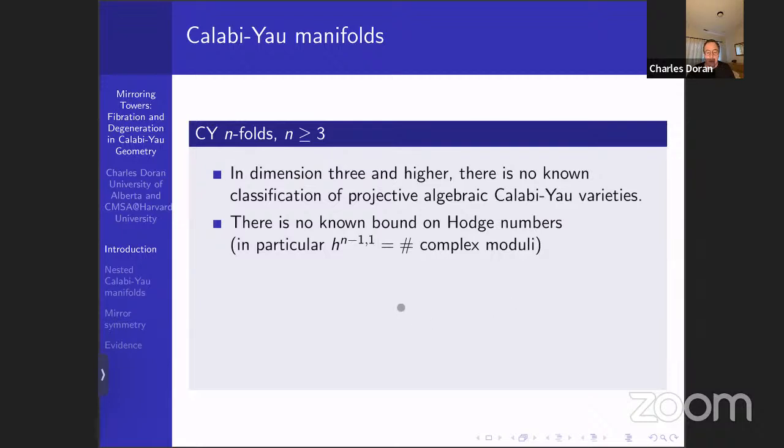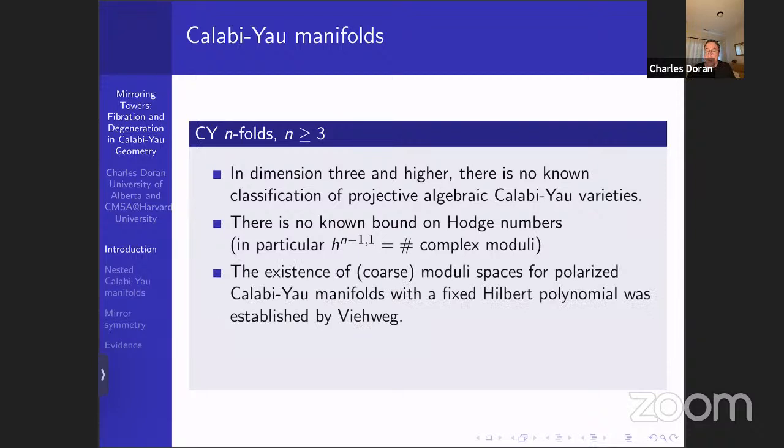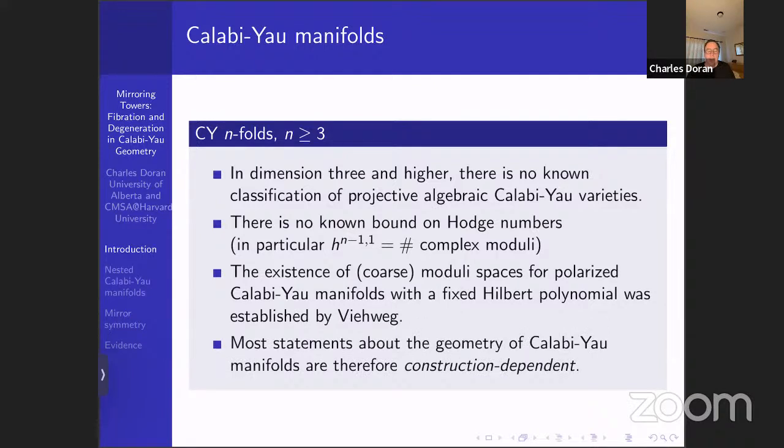In particular, we know that H^(n-1) for a Calabi-Yau manifold is going to be the number of complex structure moduli. So what this means is we have no known bound of the number of complex structure moduli, not even for Calabi-Yau threefolds. The good news, however, is there does exist a coarse moduli space for polarized Calabi-Yau manifolds with a fixed Hilbert polynomial, and that was established by Eckhard Viehweg. But the punchline of this is that most statements about the geometry of Calabi-Yau manifolds heavily depend upon the construction.